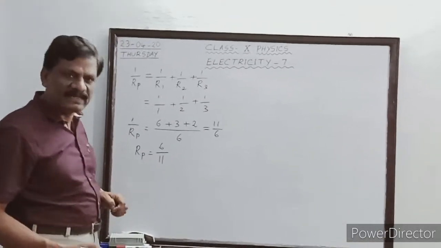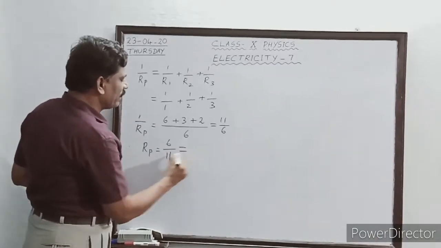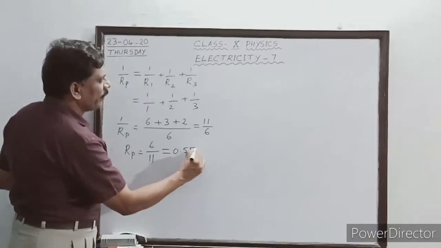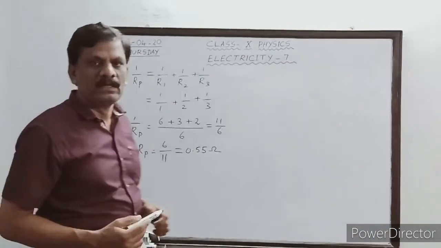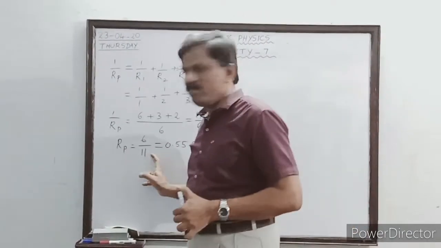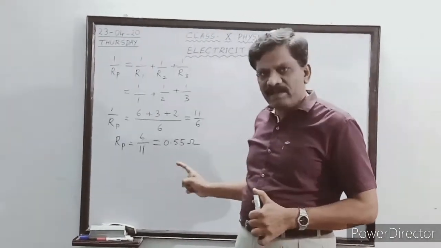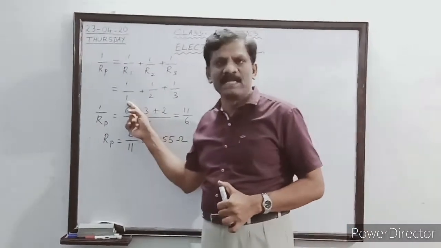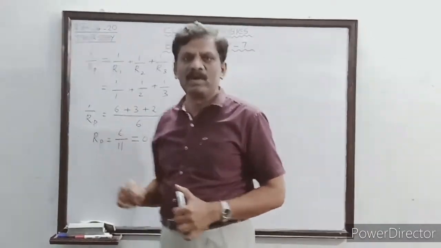6 by 11 is less than 1. So, if you find the fraction, this will be equal to 0.55 ohm. Now, the effective resistance you have calculated is 0.55 ohm. Is the value of Rp less than 3 ohm, less than 2 ohm as well as less than 1 ohm? Okay, so what do we infer from this?